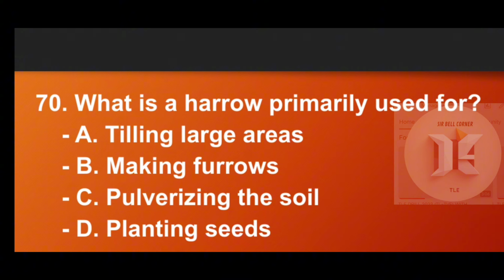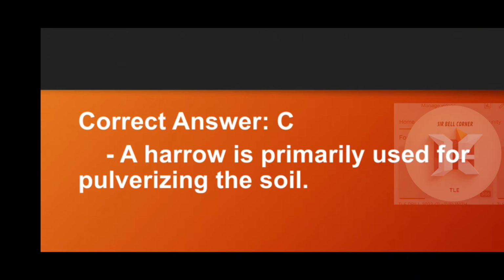70. What is a harrow primarily used for? A. Tilling large areas. B. Making furrows. C. Pulverizing the soil. D. Planting seeds. Correct answer. C. A harrow is primarily used for pulverizing the soil.